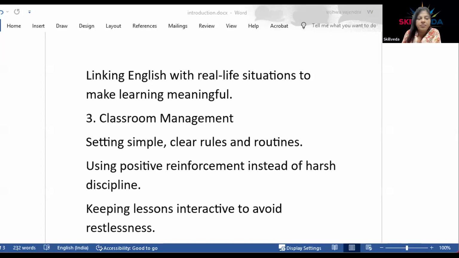Chaitra ji, you want to say something? Seema ji, Ruchi ji? Amandeep Kaur. Yes. Do we have some questions from any teacher or any suggestion?